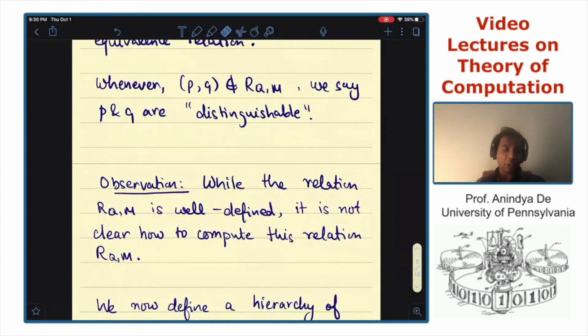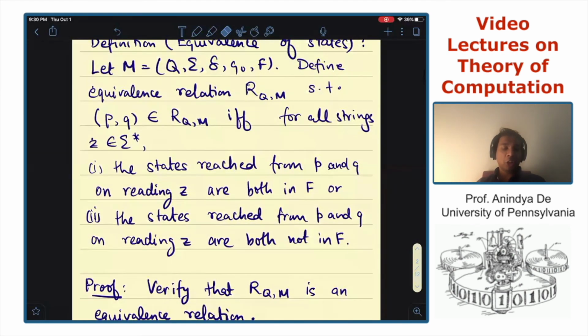So the definition of R_{Q,M}, recall, is that two states P and Q are in R_{Q,M} if for every string Z of any length, when you start from P and start from Q and read Z, you either reach an accepting state on both occasions or the rejecting state on both occasions. But say if I give you P and Q and I ask you, are they in R_{Q,M} or not? How will you verify such a thing? Because by the definition, you have to go over every string. There are infinitely many strings, and make sure that conditions 1 and 2 hold for every choice of Z.